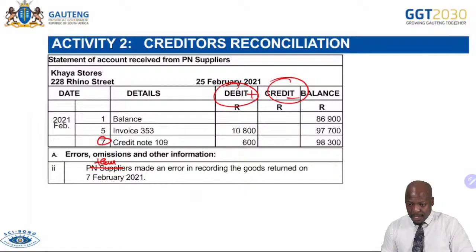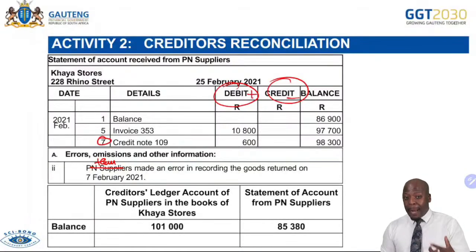So how do we correct that then? The moment an amount is recorded on the wrong side, we correct it by recording it on the correct side, but double the amount, twice the amount.